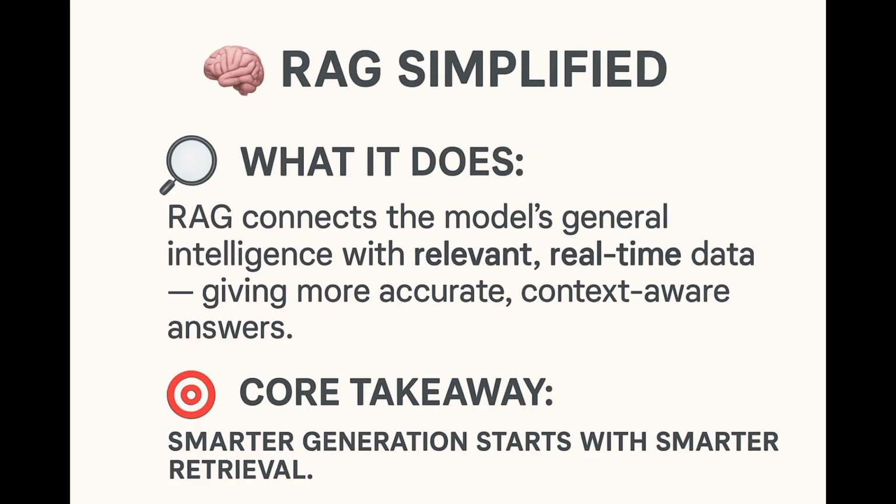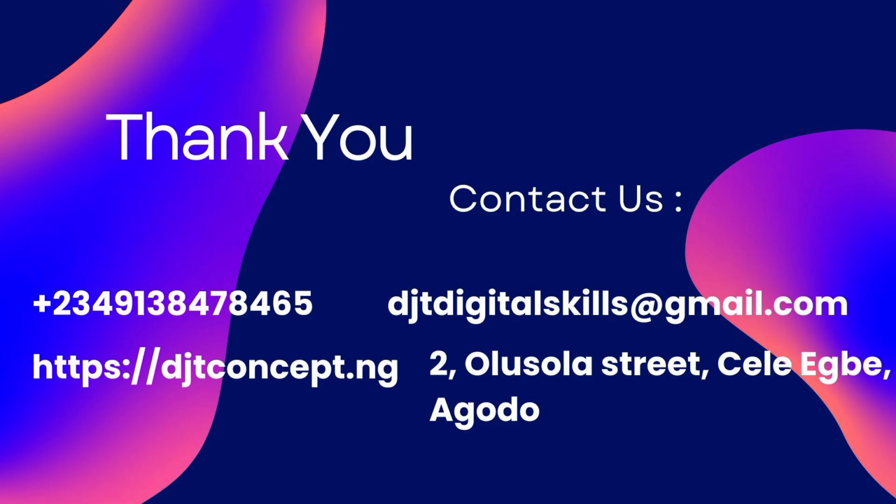So let's look at the summary of all of this. RAG bridges the gap between general AI knowledge and specific real-time data. Core takeaway: smarter generation starts with smarter retrieval. All right, so this is what we take for the class. Then we can look more into other aspects.